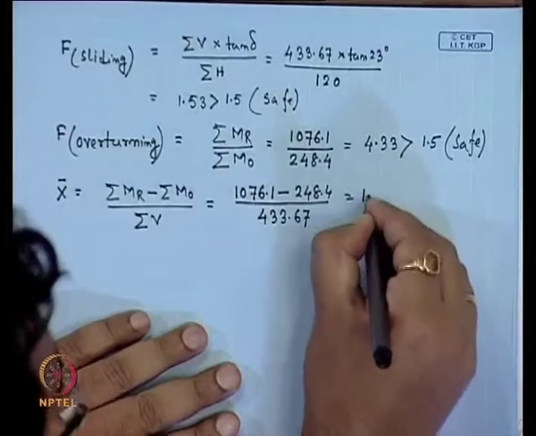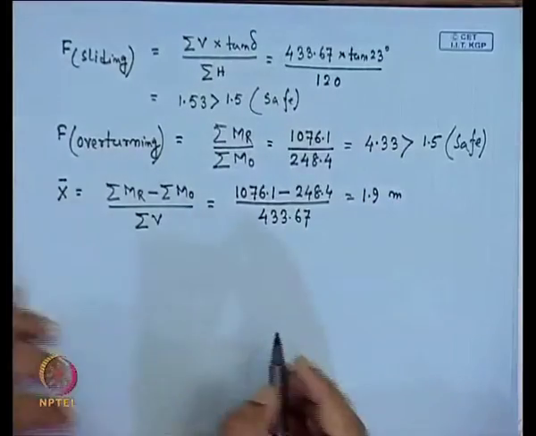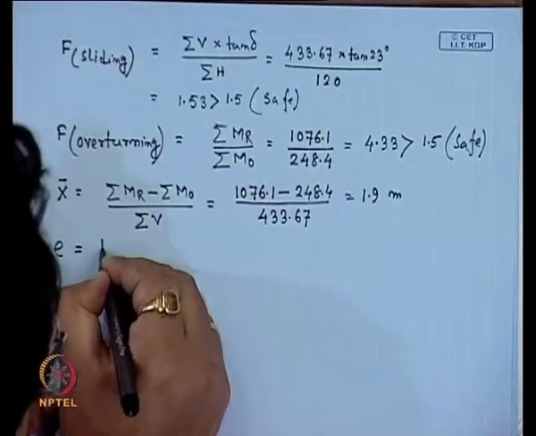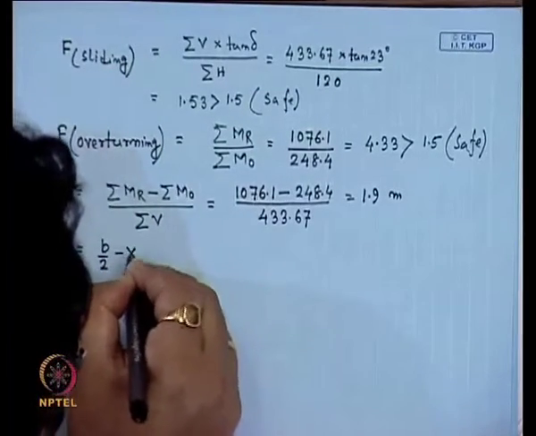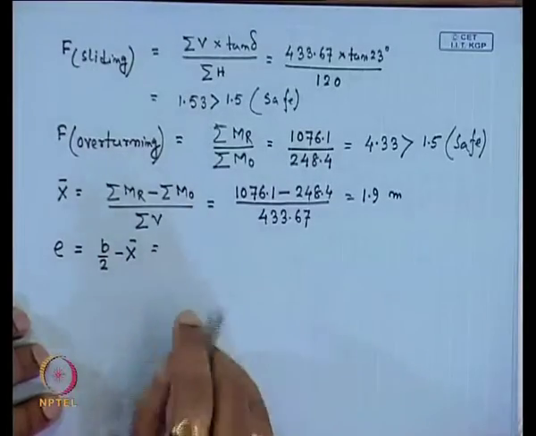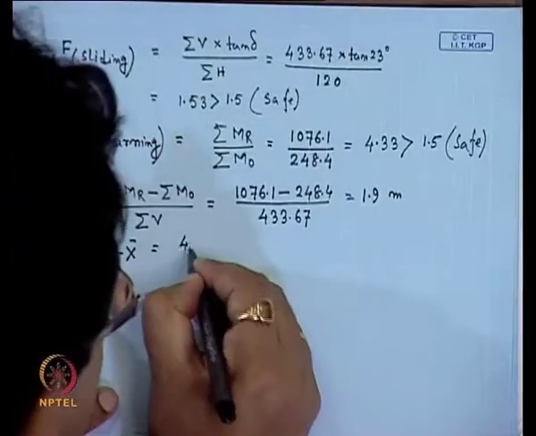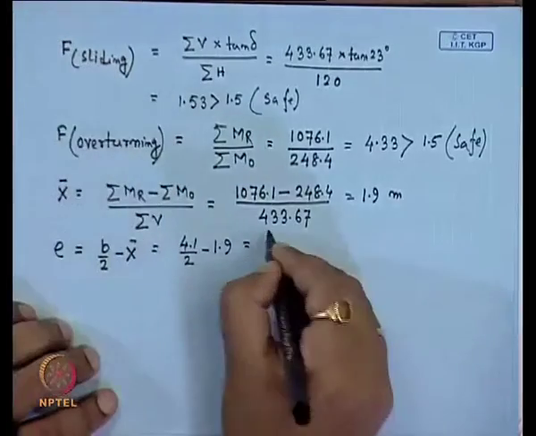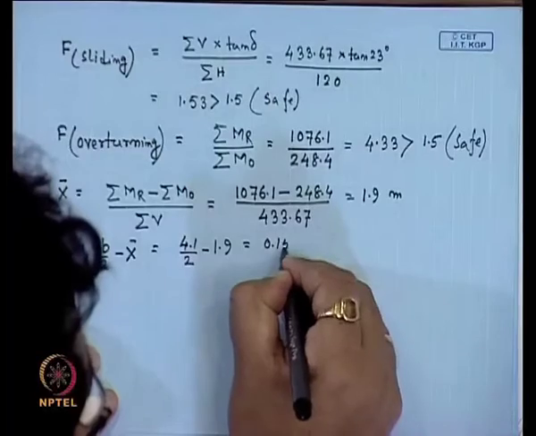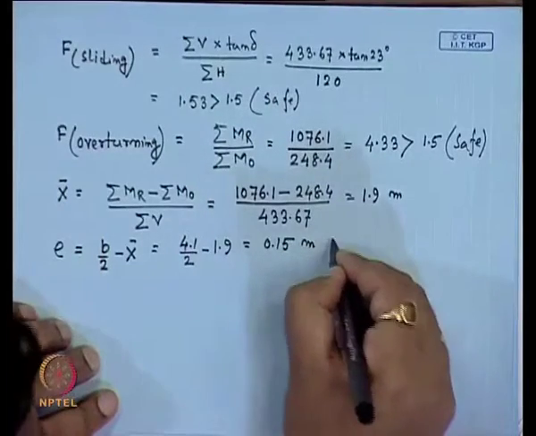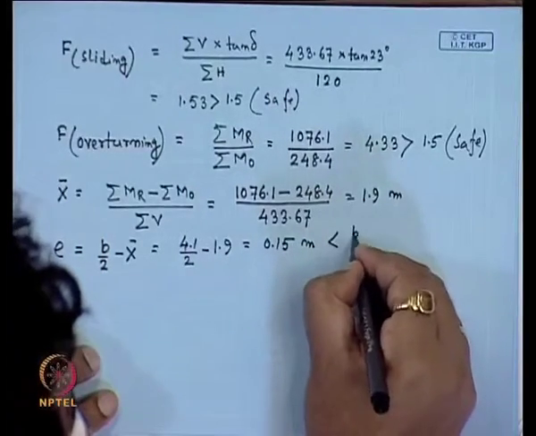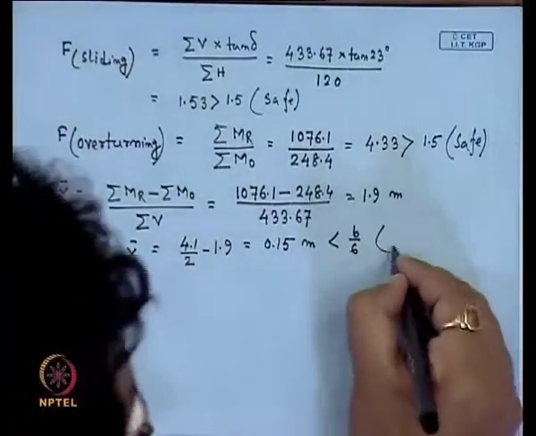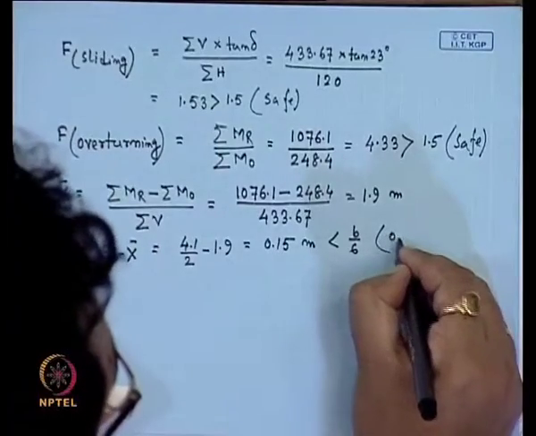So, it is coming 1.9 meter. So, eccentricity E we can calculate: it is B divided by 2 minus x bar. B is the total base width, and here total base is 4.1, divided by 2 minus 1.9. So, it is coming 0.15 meter, and definitely which is less than B by 6. So, this no tension condition will occur.